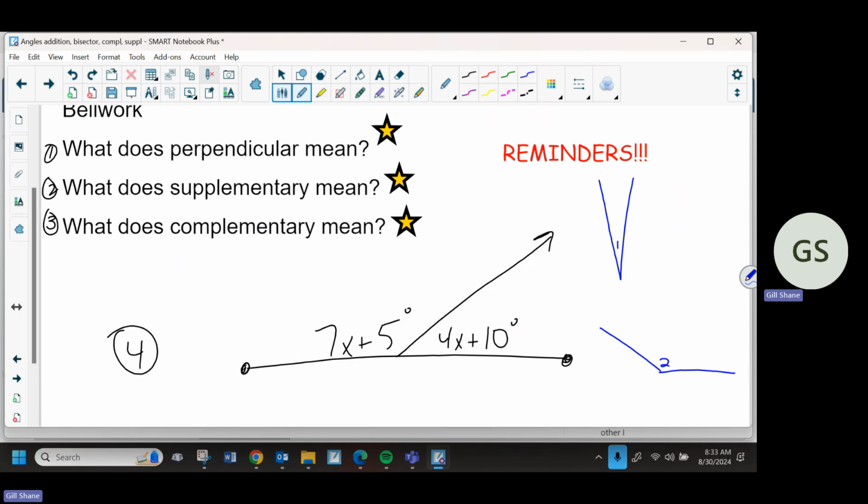In your book, turn to page 61. I want you to tell me another name for these two angles. There's actually two names you can use. Not yet. One more.